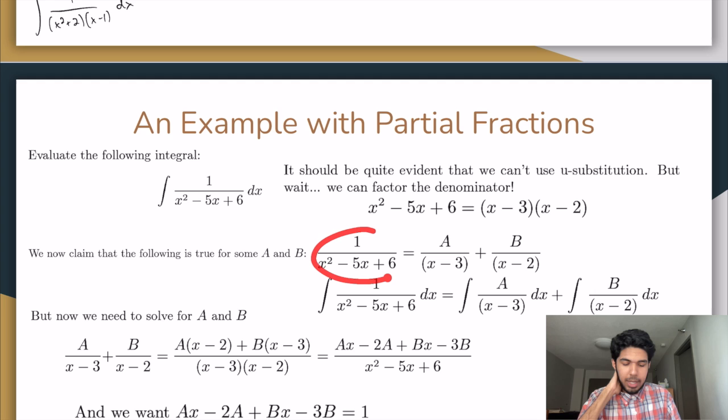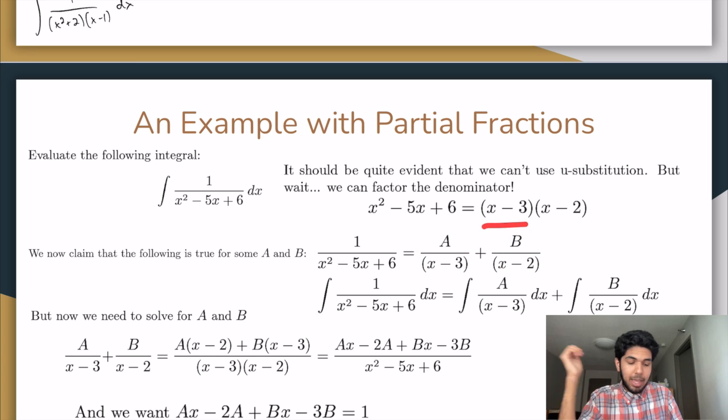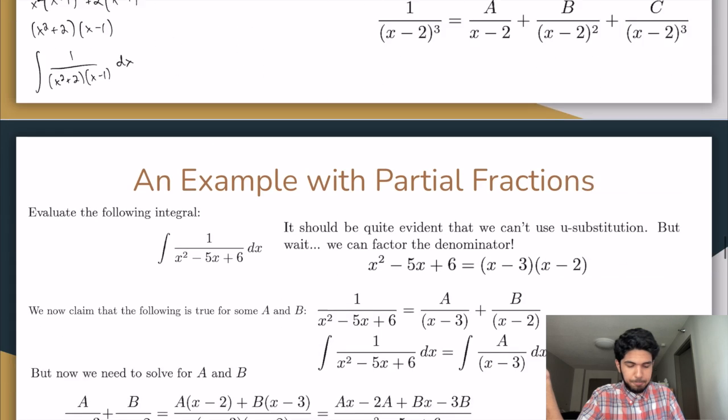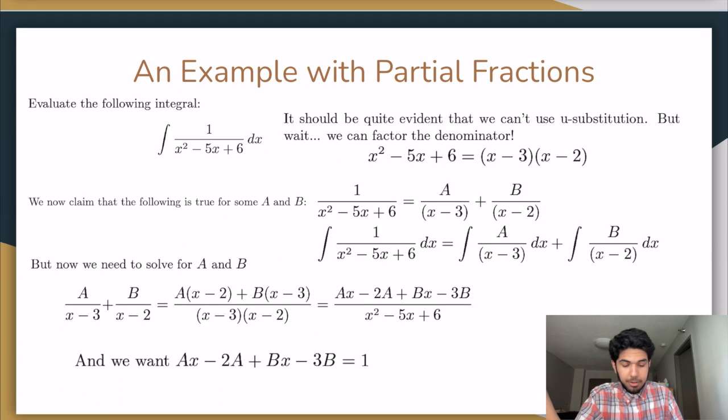That 1 over x squared minus 5x plus 6 equals a over x minus 3 plus b over x minus 2, where these fractions are coming from our fraction decomposition chart. X minus 3 and x minus 2 being two of the factors, both fall under this first row, so that's the fraction we give them. So then the integral of the left-hand side is simply equal to the integral of the right-hand side, which we can split into two easier integrals.